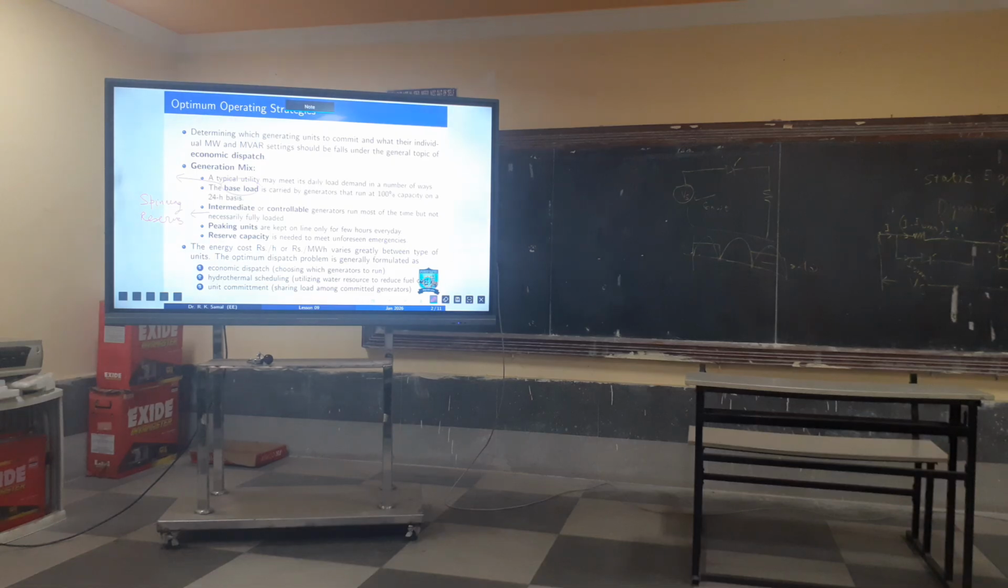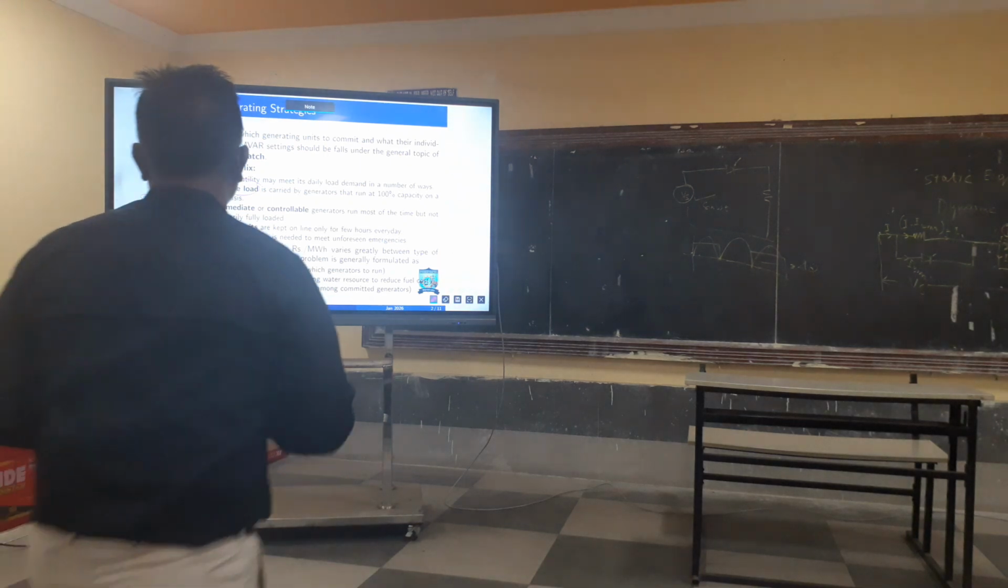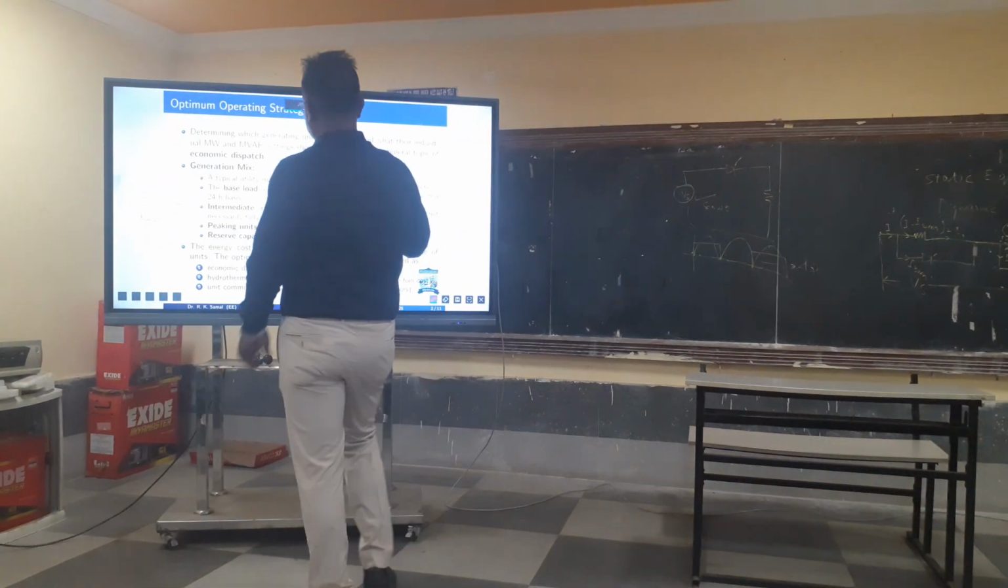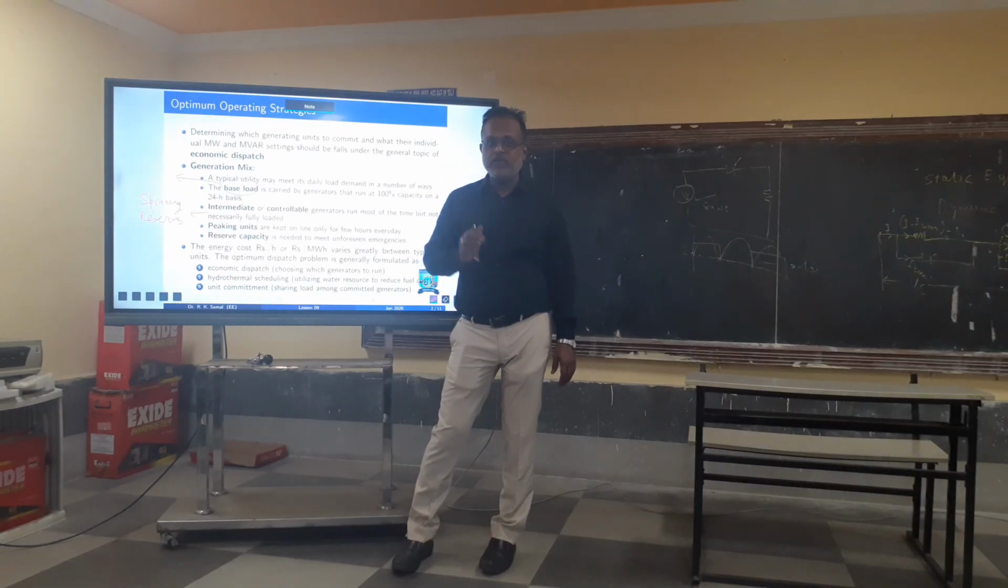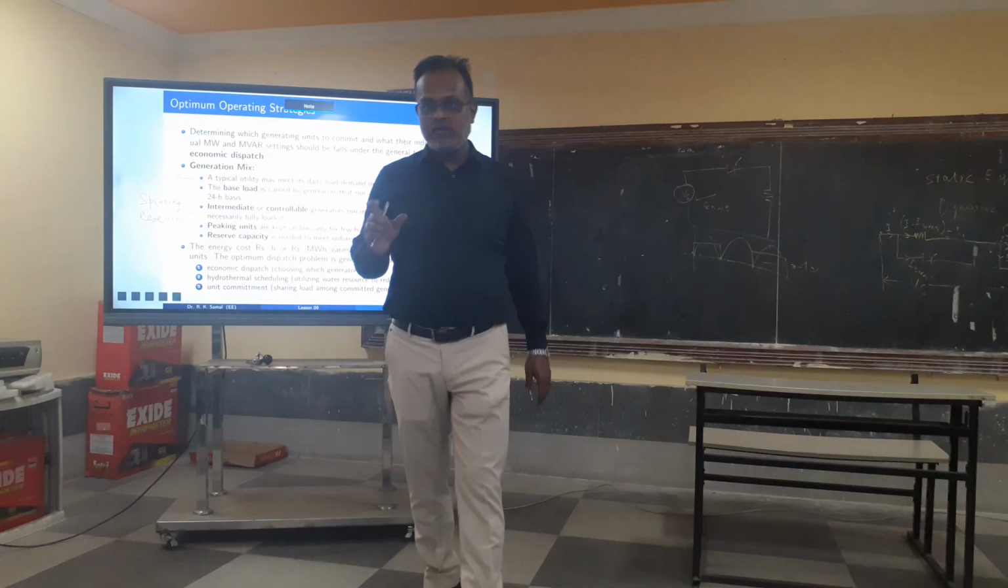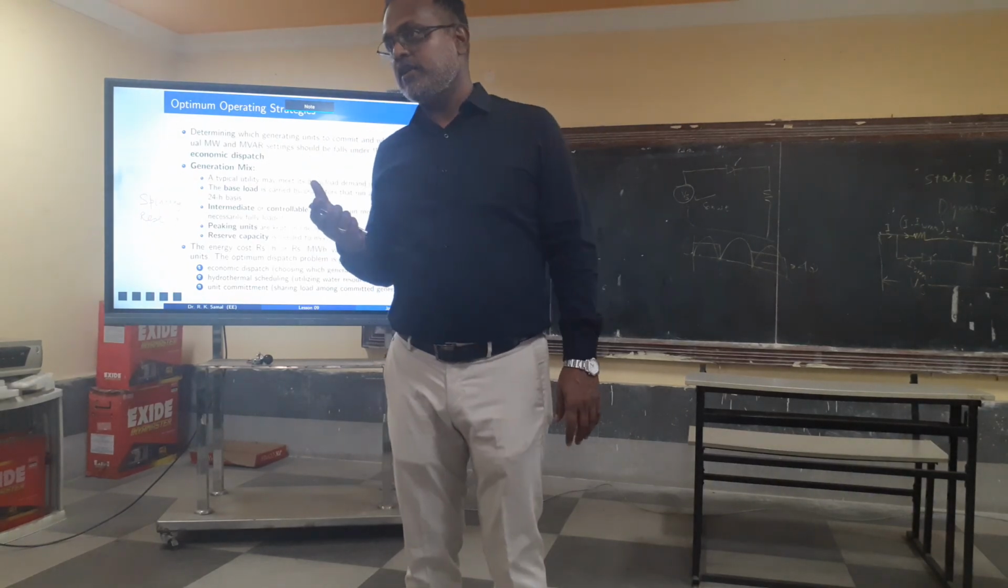And what is a controllable load? That's known as spinning reserve. So what is a spinning reserve? Spinning reserve means, suppose there is a 500 megawatt generator and it is running at 300 megawatt. Then 200 megawatt is available for supplying whenever the requirement is there.